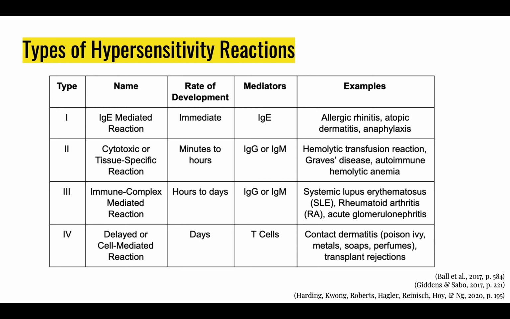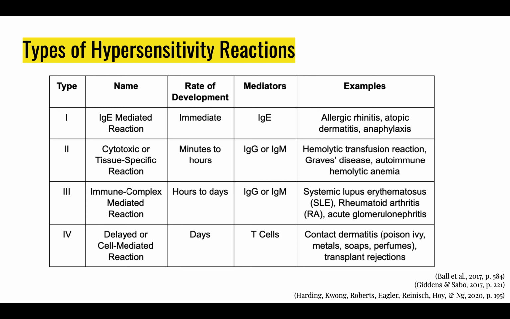In type 3 immune complex mediated reactions, antigens combine with IgG and IgM antibodies to form complexes in the body's tissue, resulting in the activation of the complement system, inflammatory response, and tissue destruction. Examples of this type of reaction are systemic lupus erythematosus and rheumatoid arthritis.